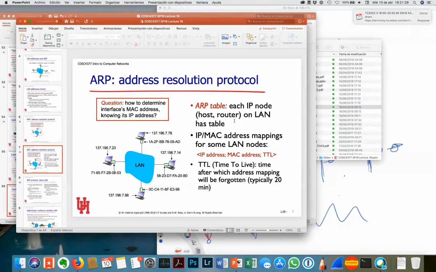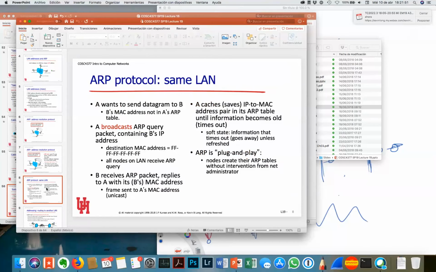You're not going to keep it there forever, because maybe they move, maybe they found a different way to get here from Tulsa that doesn't require going over that mountain. And you'll flush it out periodically and kind of relearn to make sure you're getting the best data. And so that is a time to live. And in this book, it says it's typically 20 minutes.